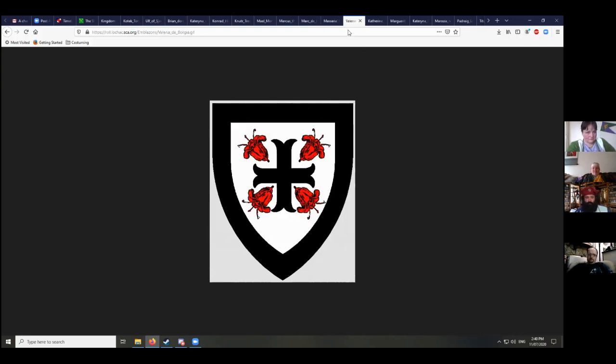Another example. Ooh, that's pretty. Ooh, this one is pretty, and it has two secondary charge groups. How can I tell? Any ideas what secondary charge group number one might be?